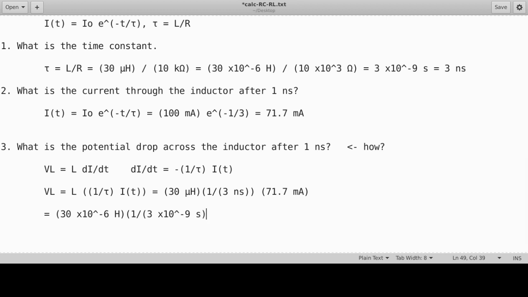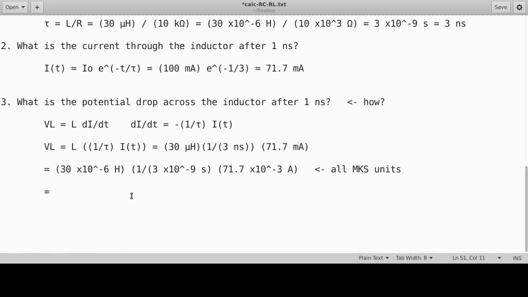Seconds, I'll get it. Okay. And then finally, we have this, the 71.7 milliamps, and milli is times 10 to the minus 3. Okay? And now everything is in MKS here. I'll even label it. All MKS units. Okay? And now you're guaranteed that whatever you get on the next line is going to be MKS. All right?